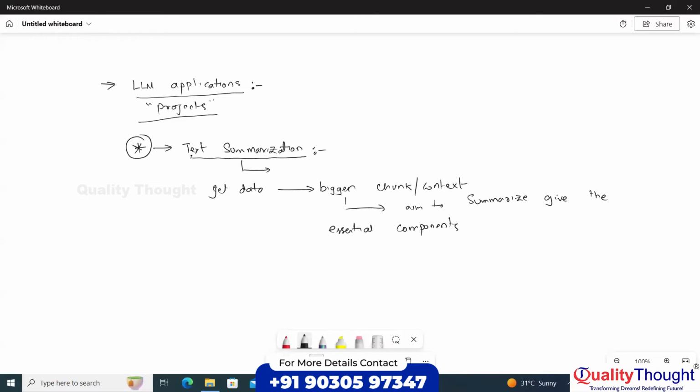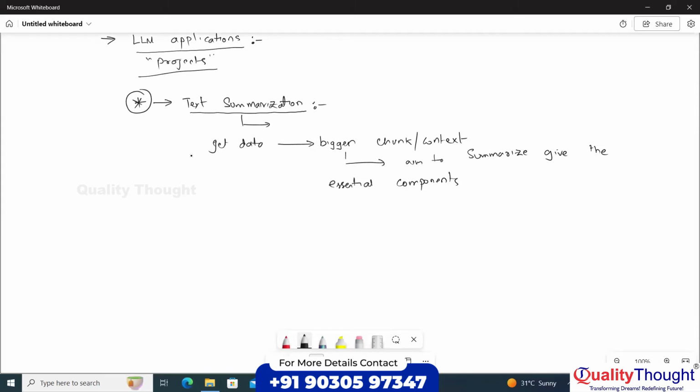First project we are doing is text summarization. Text summarizations are of two kinds. Can you tell me, anybody? Extractive summary, and abstractive. What do you mean by abstractive? This word you are all familiar with, right? What is the meaning of abstraction?